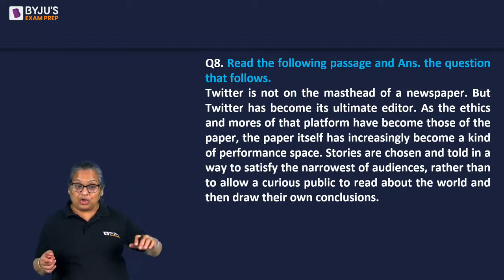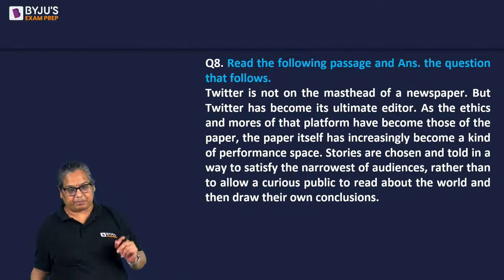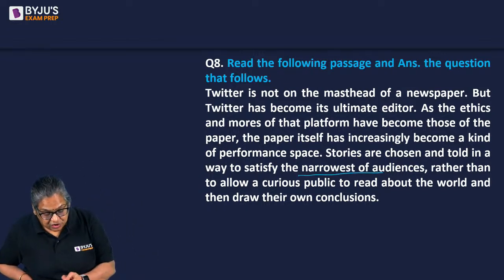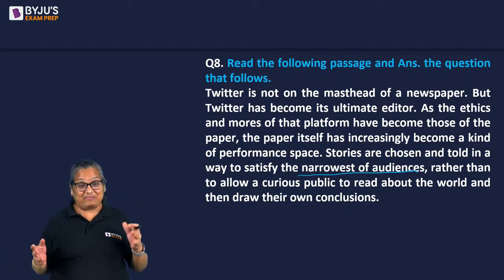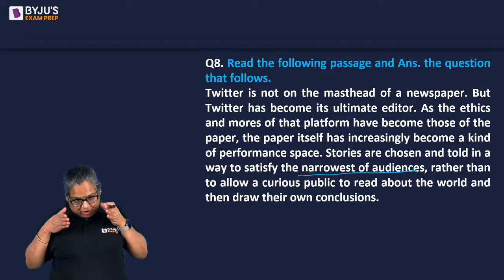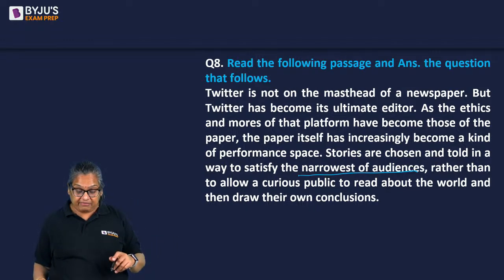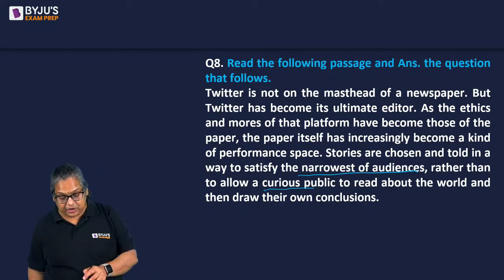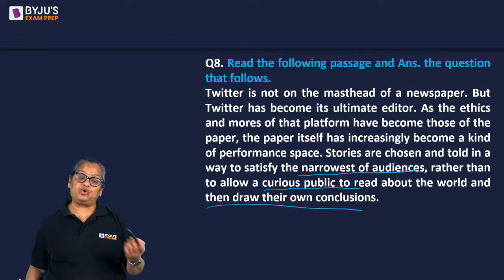The ethics and mores of Twitter, the platform, governs newspapers now. It dominates print journalism or newspapers. Stories are chosen and told in a way to satisfy the narrowest of audiences. Newspapers' narratives are broad and general. Instead, they've become Twitter-like. The mores, the norms followed by Twitter are followed by newspapers. Stories are told in a way to satisfy only the narrowest of audiences rather than a curious public in general, and to allow the public to draw their own conclusions.